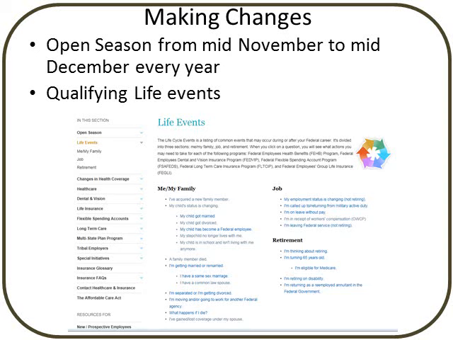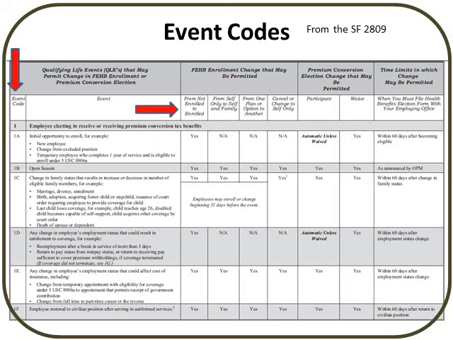Another place to find information about qualifying events is on the SF 2809 enrollment form itself. You'll find a table listing event codes. These are the codes that you'll need to fill out the 2809. We'll get to that again in a few minutes. But this tells you the opportunities you have to make changes, and each of these events, you can read through these. There's about 3 or 4 pages of tables.